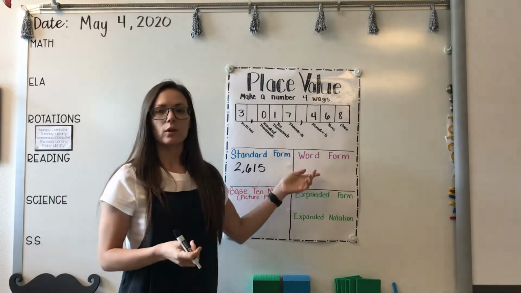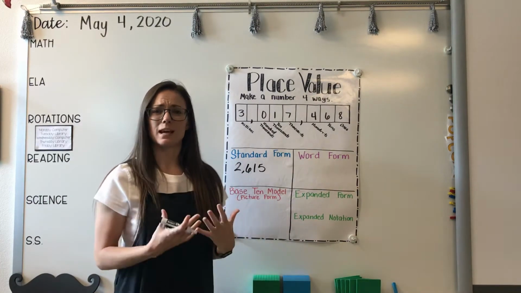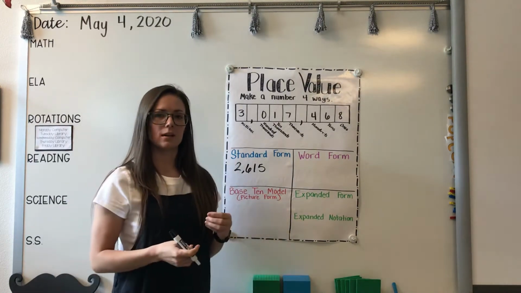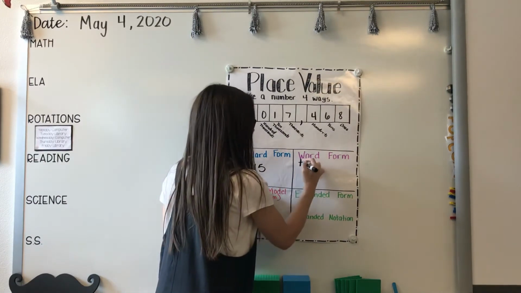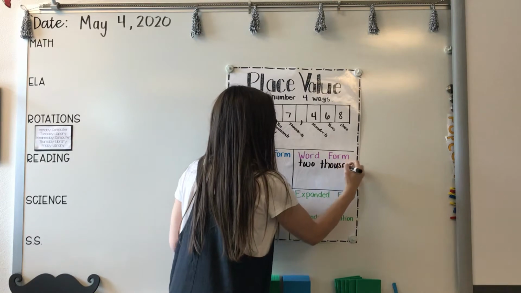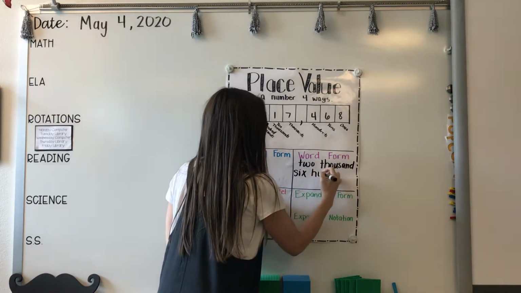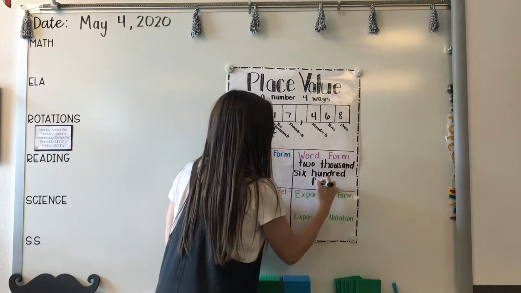Whenever it comes to word form, you're just writing the words that you say out loud when you say the number you're seeing. If I say 2,615, that's how you write it in word form.